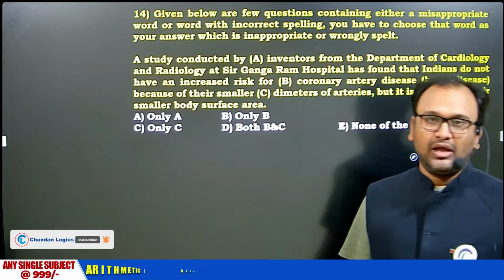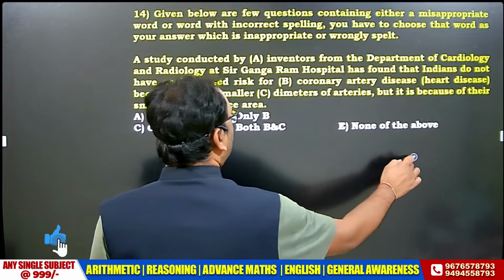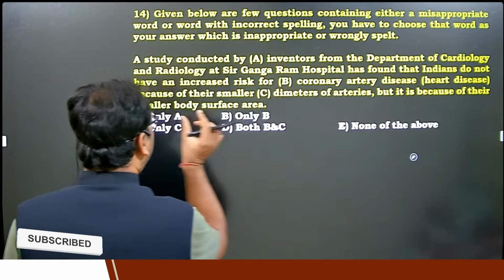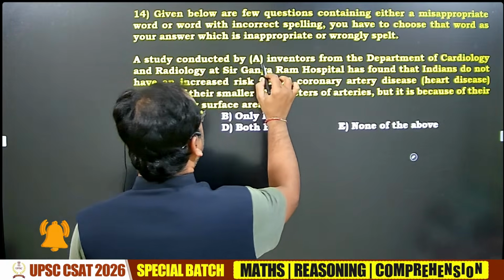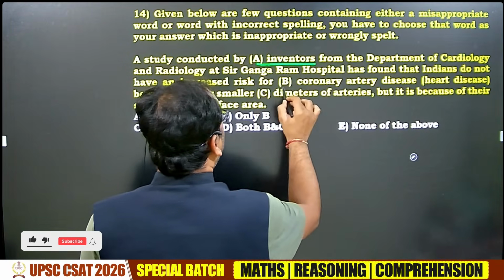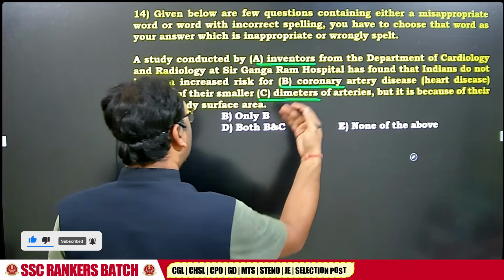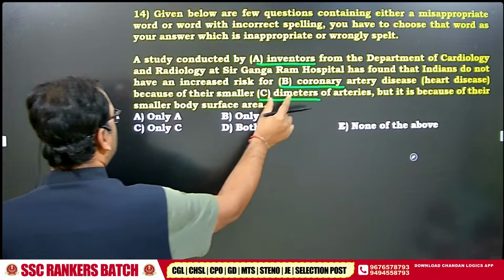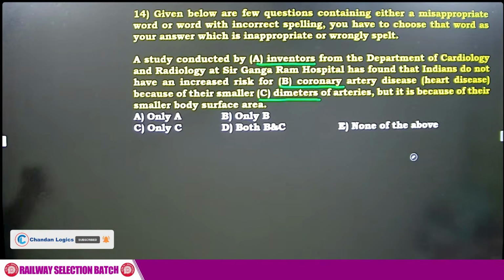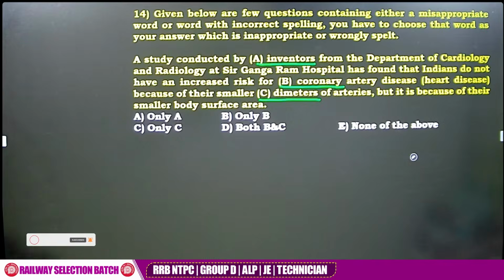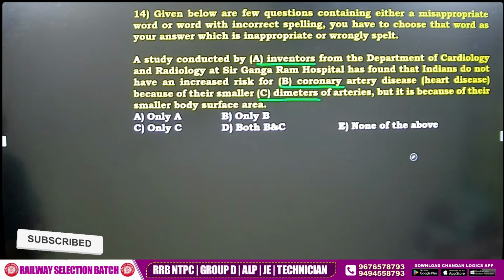Correct. But the problem is, Vishnu, you don't have to work hard. Every word you don't have to analyze. Already here three words are given: inventors, coronary, diameters. See, A, B, C. I'm underlining, actually this word should be bolded. So I'm bolding it, highlighting it. So you don't have to worry about all the words in the sentence. Just the three highlighted words only.